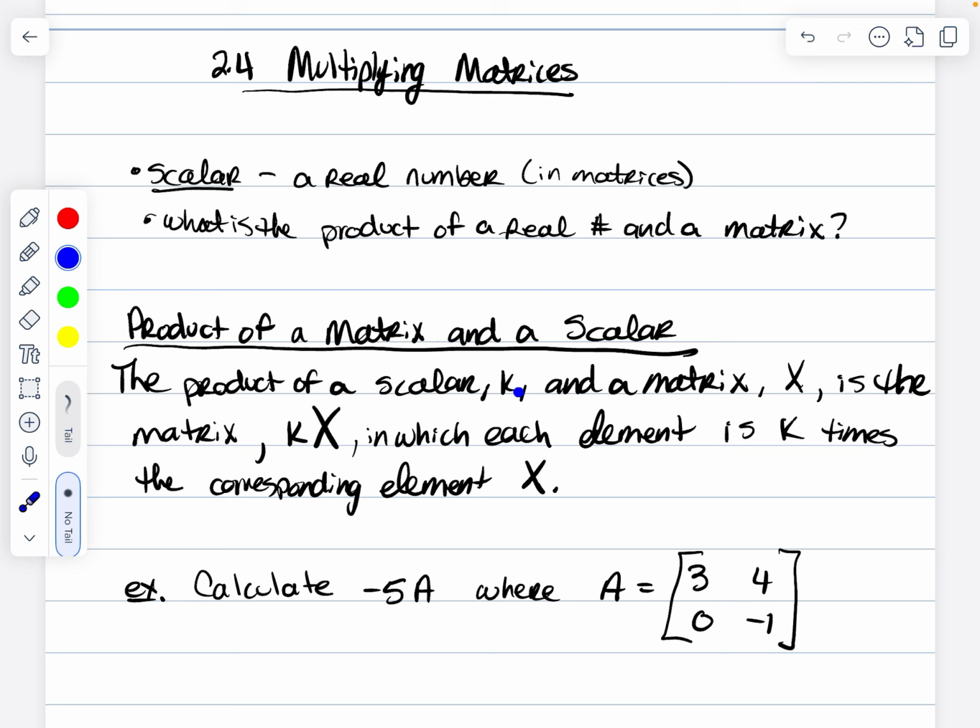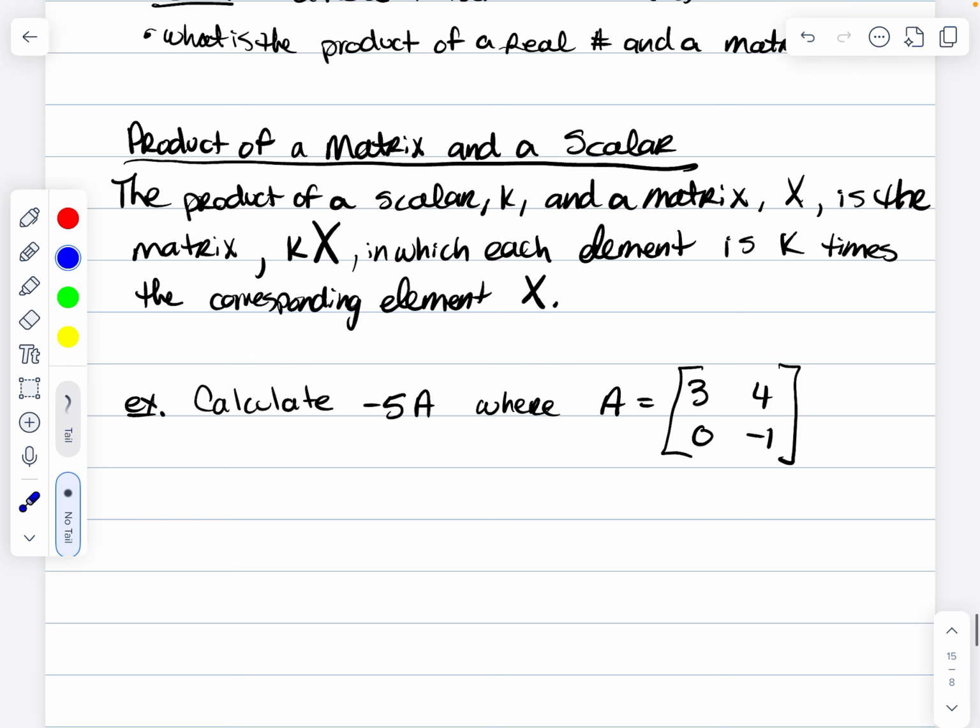So the product of a scalar k and a matrix X is called kX, in which each element is k times the corresponding element of X. And all of that may sound complicated, but here's an example for us. So let's say we want negative 5 times A. Then what we're going to do is multiply our k, which is negative 5, times each element in matrix A to get our negative 5A.